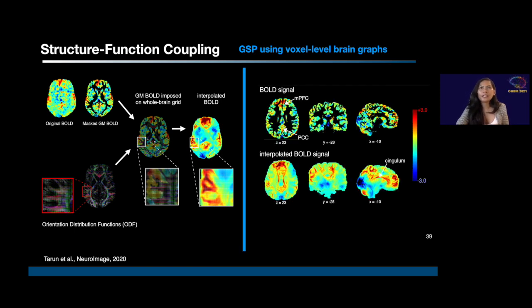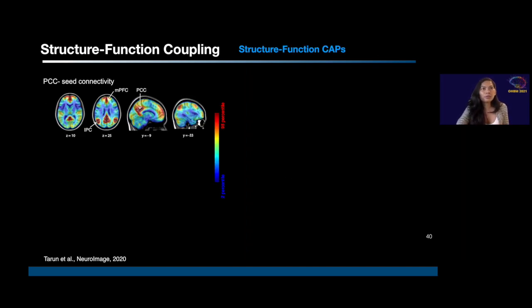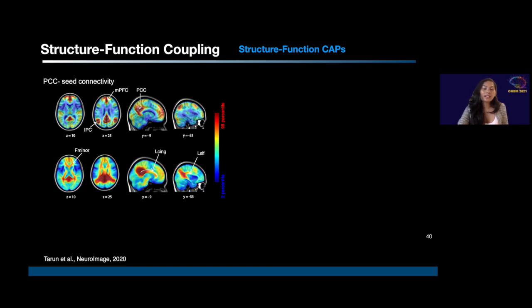So given that we have a high signal in one region of the brain, in this case the posterior cingulate cortex, and in another region, the medial prefrontal cortex, what we find is that we actually observe white matter structures that are mediating the interaction between these coherent brain regions. And if we do that using PCC-seed connectivity, we obtain not just the default mode network, but also the patterns of white matter structures that are associated with the recovery of this network.